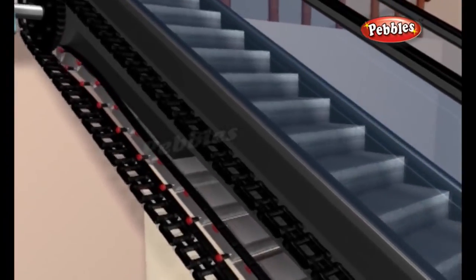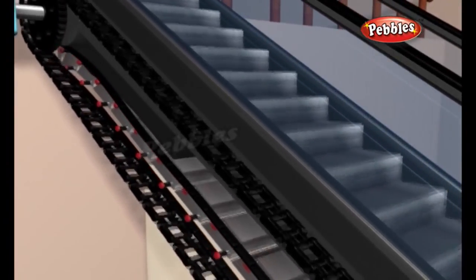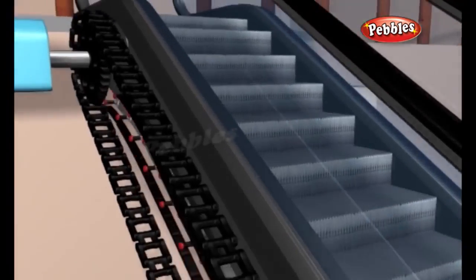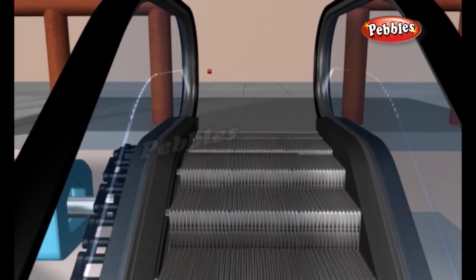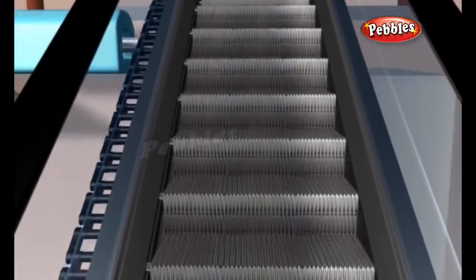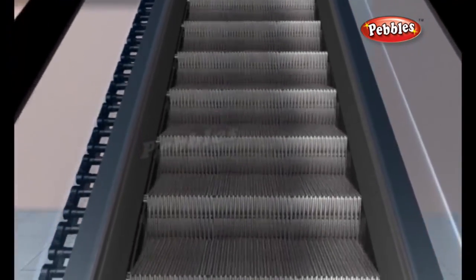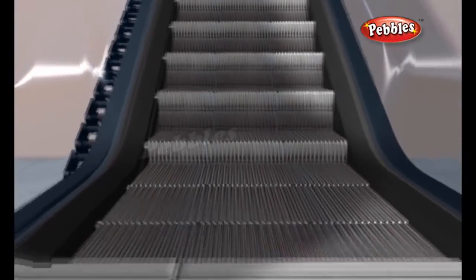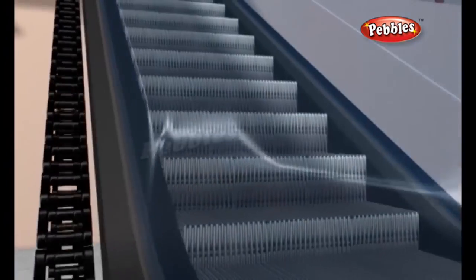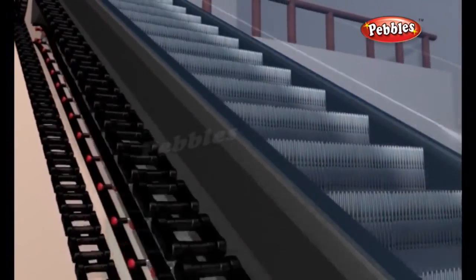The coolest thing about an escalator is the way these steps move. As the chains move, the steps always stay level. At the top and bottom of the escalator, the steps collapse on each other, creating a flat platform. This makes it easier to get on and off the escalator. In the diagram shown, you can see how the escalator does all of this.